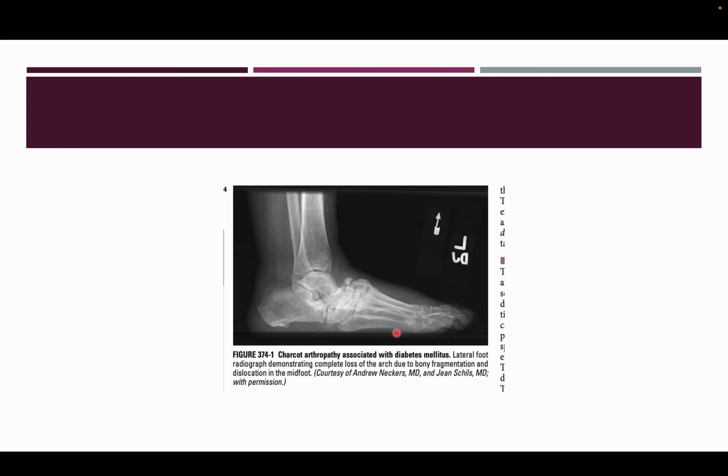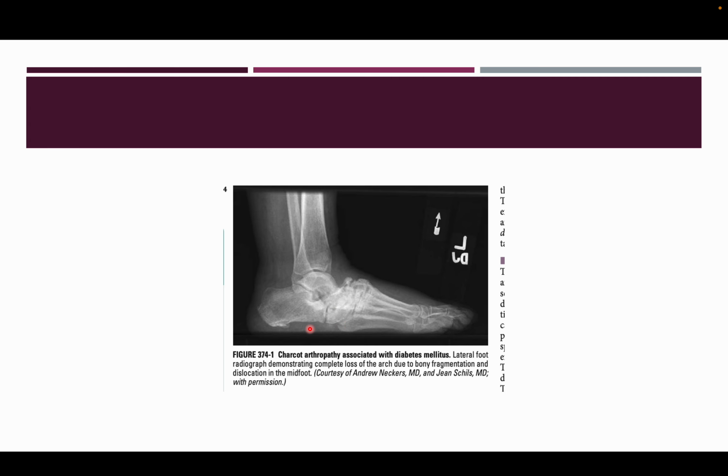So this is a case of Charcot's arthropathy seen in diabetes where there is loss of architecture. This is due to neuropathy-related joint destruction. Because the patient is not able to feel the sensation of the joint, he goes into recurrent joint injury. So this is called Charcot's arthropathy, where there is a complete dislocation. You can see the dislocation and fragmentation of especially the tarsal and metatarsal joints.